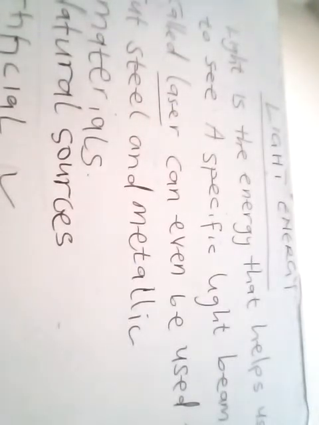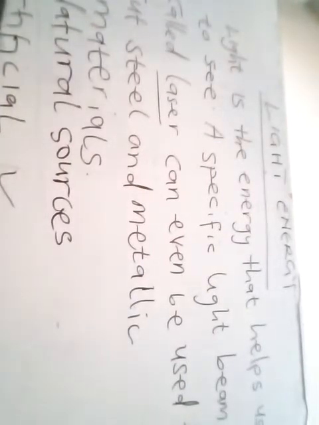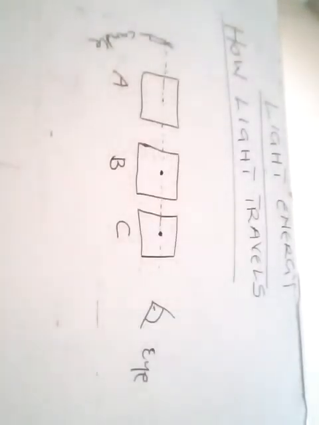So now let's learn how light travels in a straight line. Have you observed that anytime an object stands in the path of light, a shadow is formed? Can you explain why? This is because light travels in a straight line or path, called rectilinear propagation of light. So now we are going to do an experiment to show that light travels in a straight line.